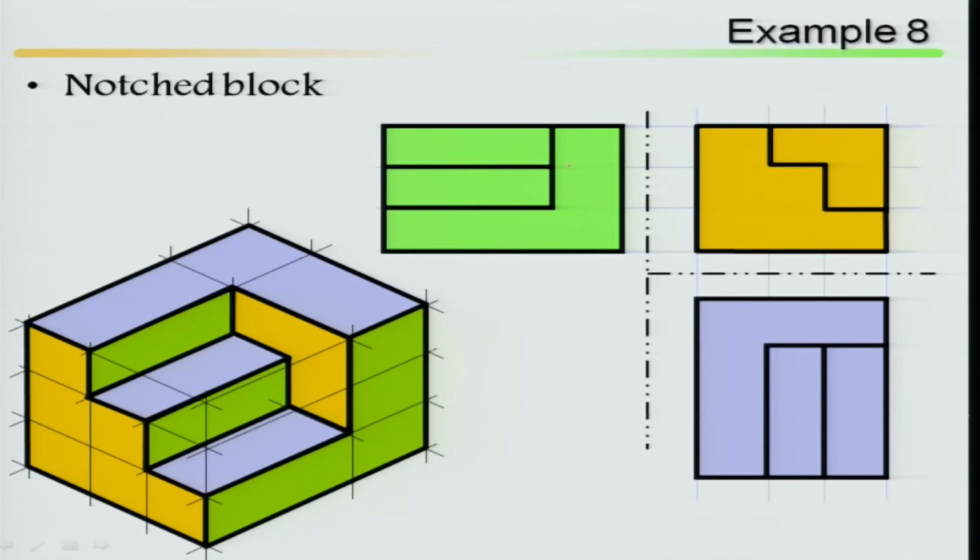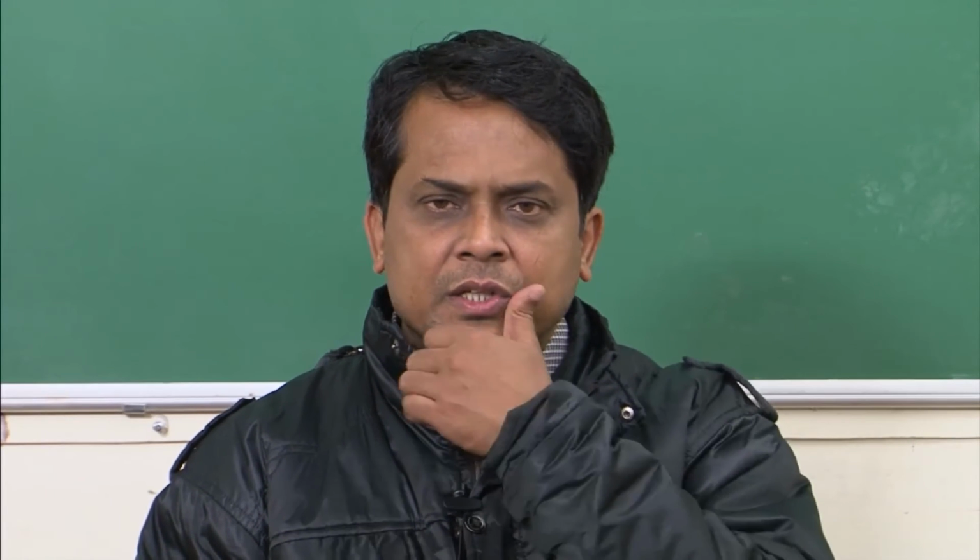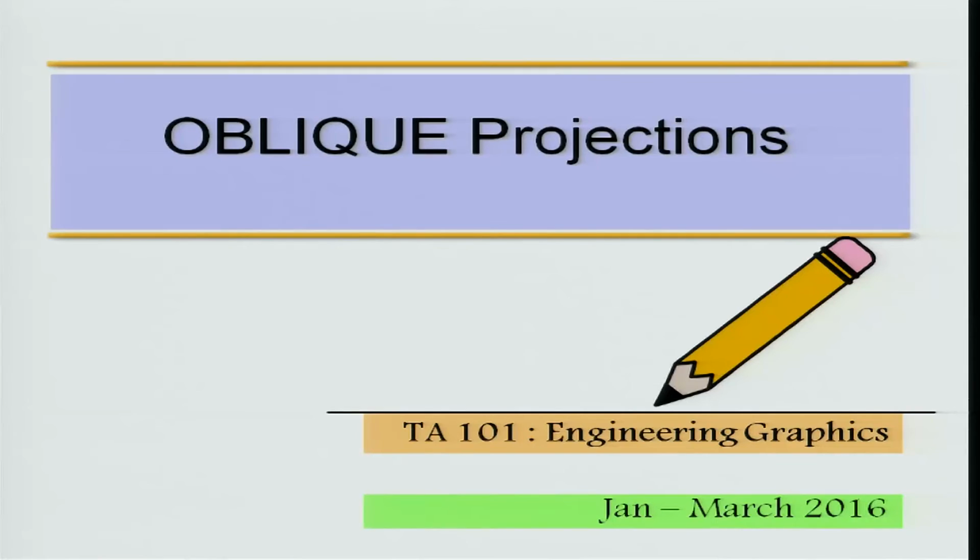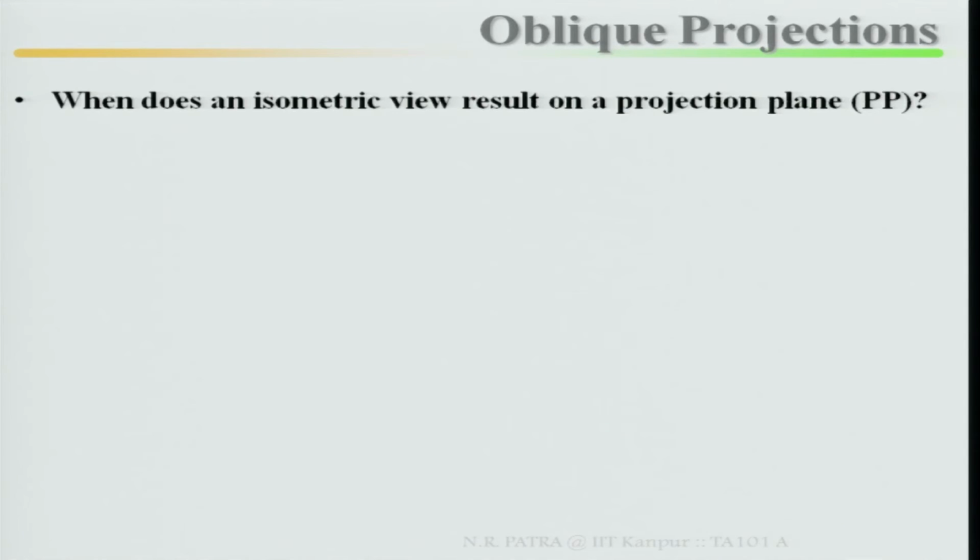After isometric examples, there is a new chapter. Let me start with oblique projections. This is a first introduction; first you understand, then it will be easy. Here is a question: when does an isometric view result on a projection plane?